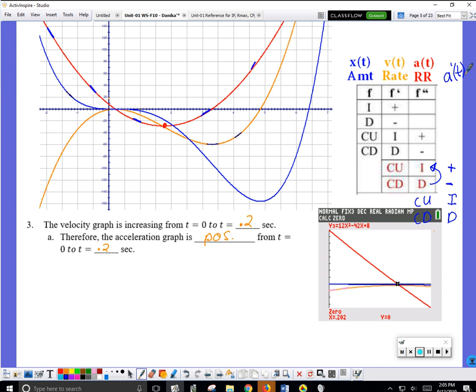Is it getting less negative because it's starting to flatten out that way? Perfect. 2 points. Okay, we good? Good questions. Next one. 3.